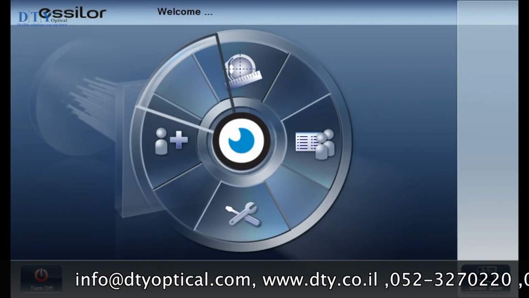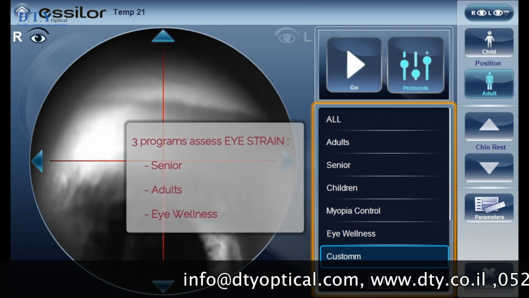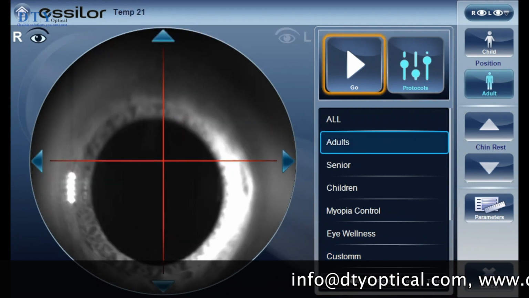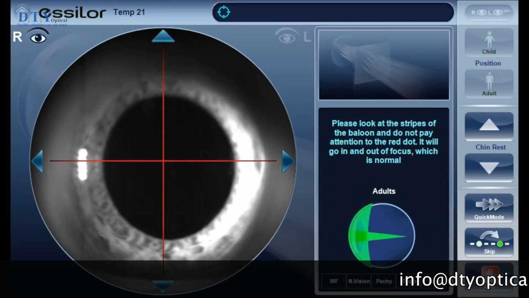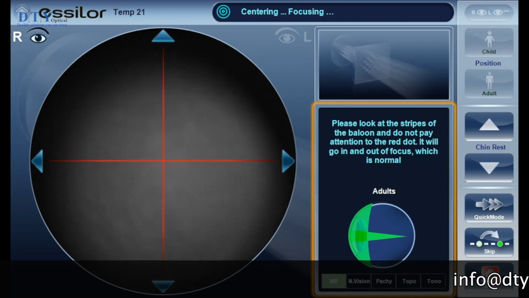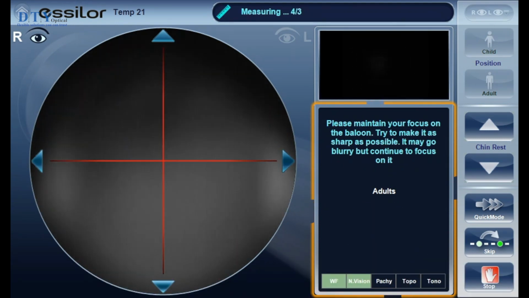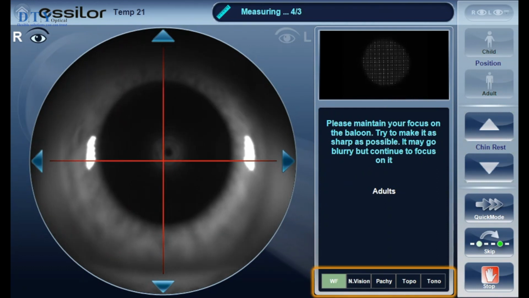Enter the main screen as usual. Select the protocol you want to perform. Install the patient as usual and start the measurement. You can notice a simplified user interface of the main menu, which includes a more detailed phraseology to guide the operator throughout the process. You can also follow the process on the bottom part of the screen.